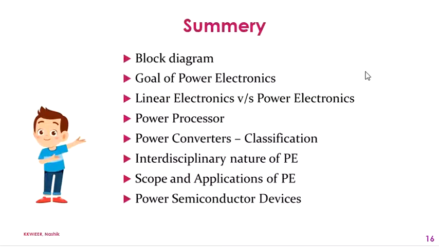Summarizing this session, what we have seen: what is power electronics, what are the goals of power electronics, how power electronics differs from linear electronics, what is a power processor, what are the power converters, their classification on input output forms, then the interdisciplinary nature of power electronics, what is the scope of it and what are the various applications of power electronics. At the end we have seen the broad classification of power semiconductor devices. In coming lectures we are going to study these power semiconductor devices in detail.